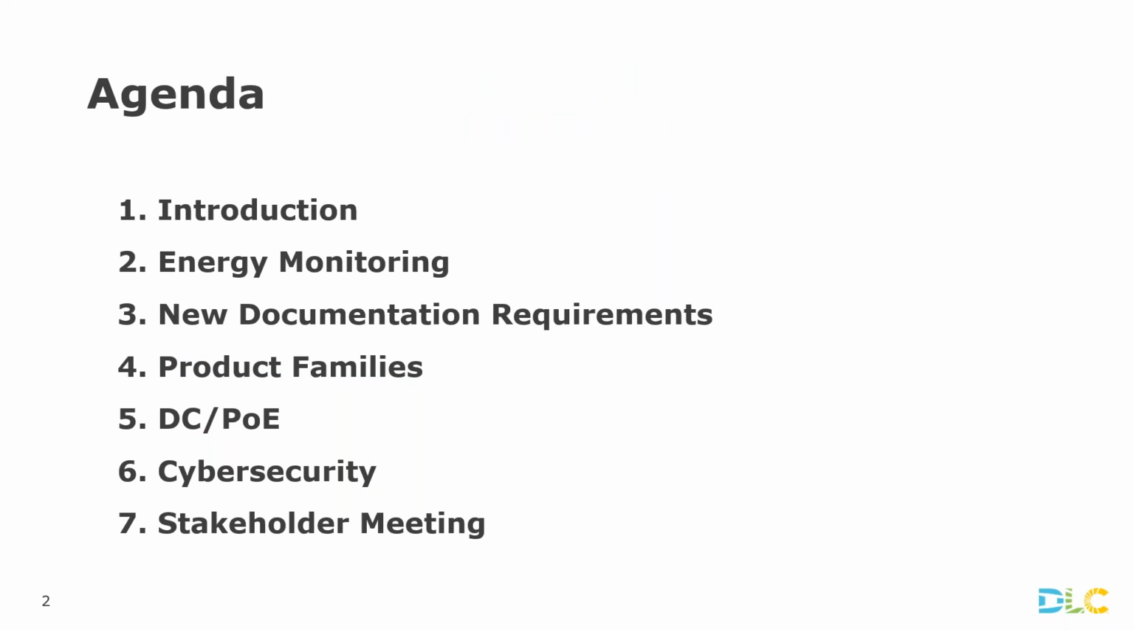So today I'll introduce this recent 3.0 release of the DLC technical requirement for network lighting controls, and then explore the main changes from last year's version. Topics 2 through 5, energy monitoring through DCPoE, are all relatively brief. We'll go through most of these topics quickly and then spend some time getting into a few details on cybersecurity, before ending with a mention of the DLC stakeholders meeting that's coming up in July.